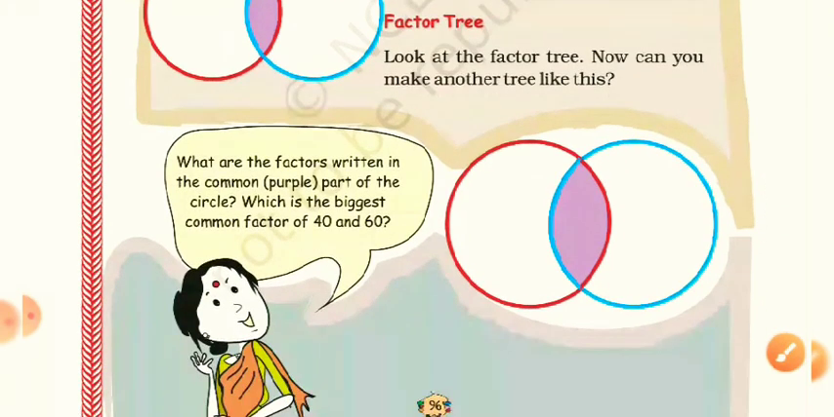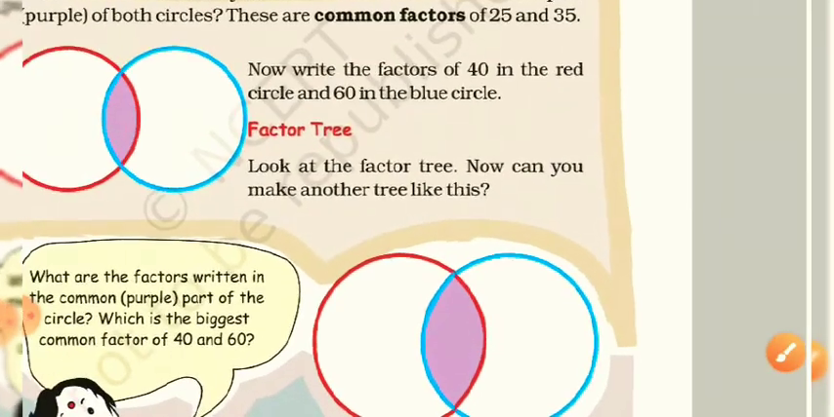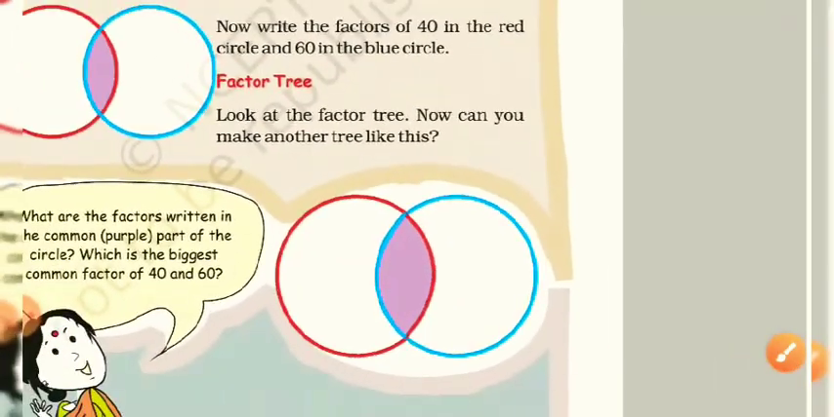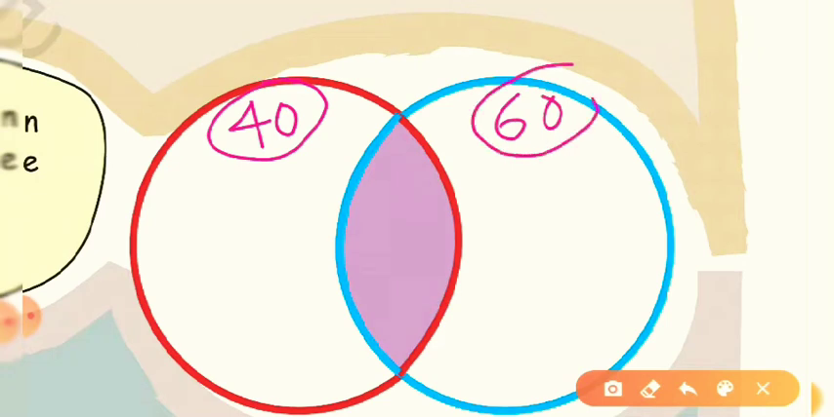So here we have a red and a blue circle. We have to write 40 in the red circle and 60 in the blue circle. So let's write it here: 40 we will write, and here we have 60. Once again we have to find the factors of 40.